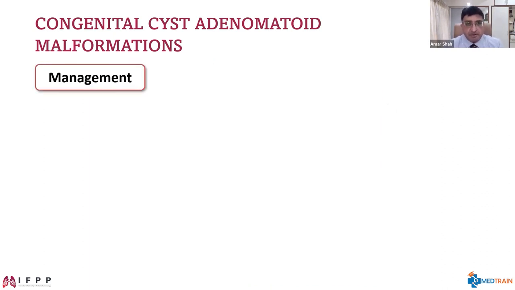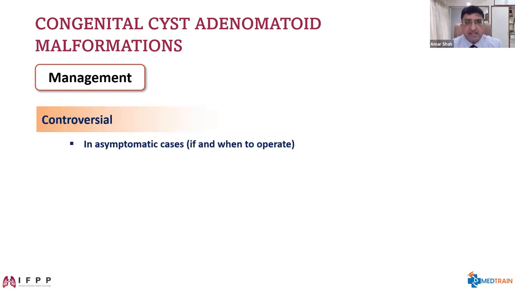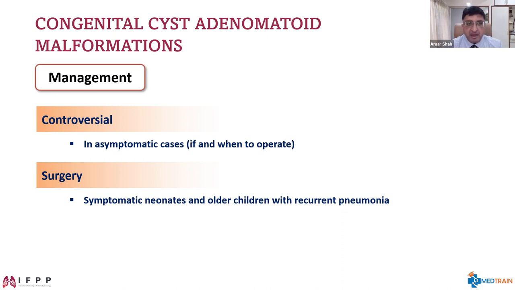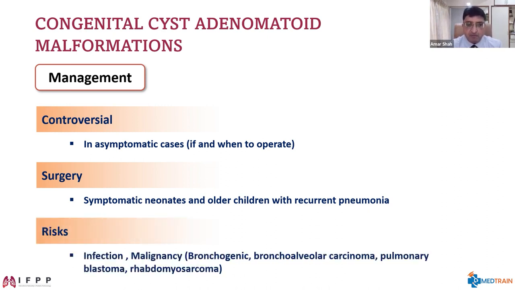So coming to the management. Management is a bit controversial in asymptomatic cases, as some people do suggest a non-surgical line of management in these cases which are asymptomatic. And if at all surgery is needed, when it should be done is again a gray area. For symptomatic neonates and in older children with recurrent pneumonia, surgery has to be done and it is completely curative in this pathology. The risks of untreated cystic adenomatoid malformations are infections and malignancies.